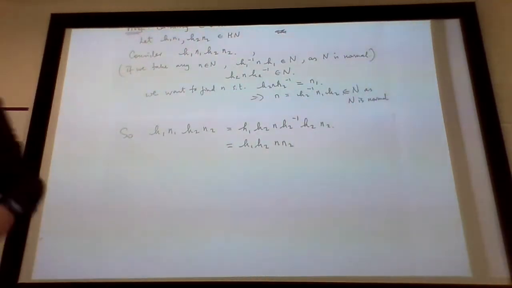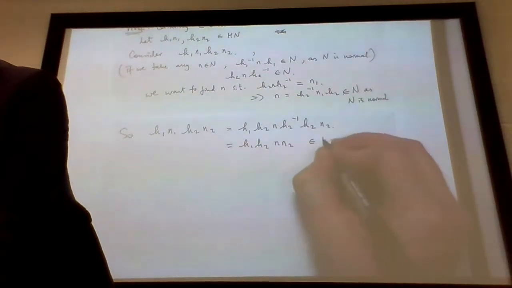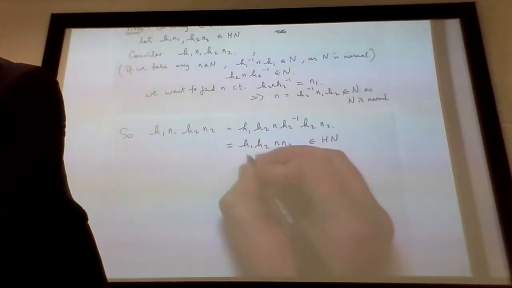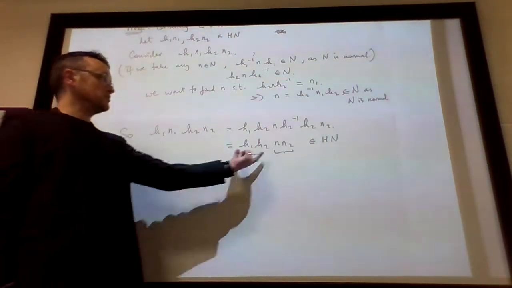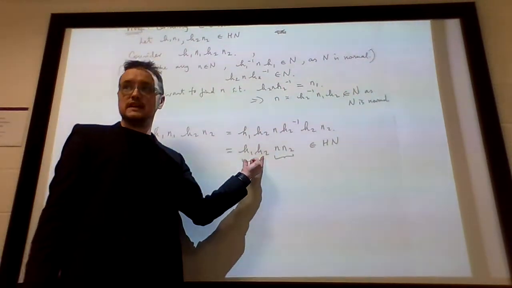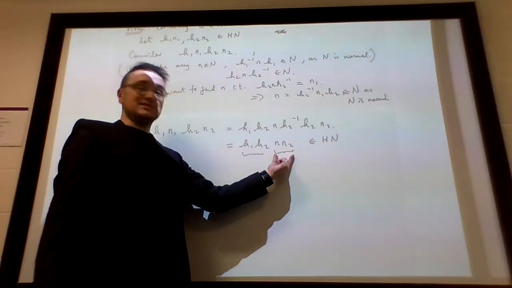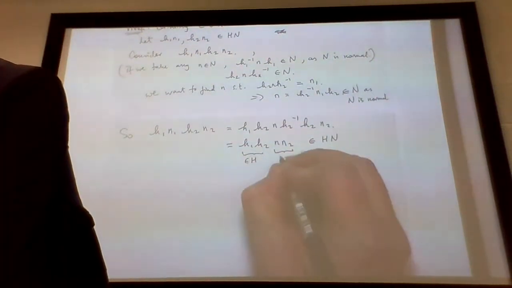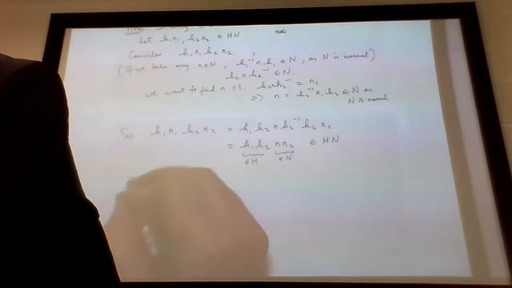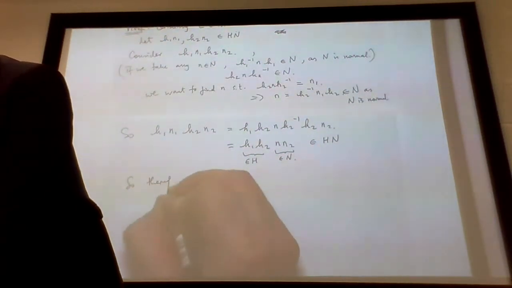And then it's just the observation that this is definitely in HN. That's something from H times something from N. H is a subgroup, so it's closed, so this product is in H. N is a subgroup, so it's closed, so that product is in N. So that's an element of H times an element of N. Okay, so therefore, HN is closed.